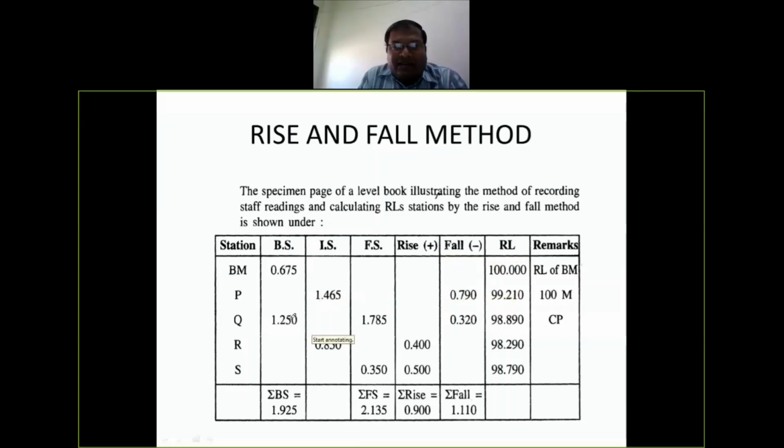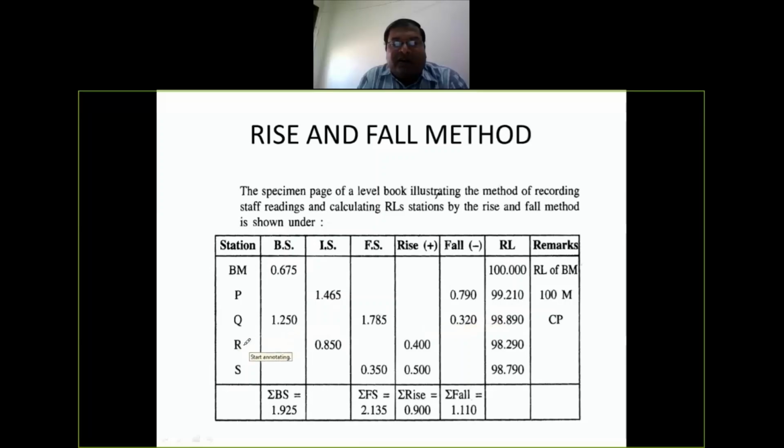Then at point Q, what you have to do? You have to take point Q with respect to P. You have to take the difference of these two station points. So 1.465 minus 1.785, you will get a negative value again. That negative value you have to put here. Now your negative value indicates that there is a valley. That's why it shows the negative value.